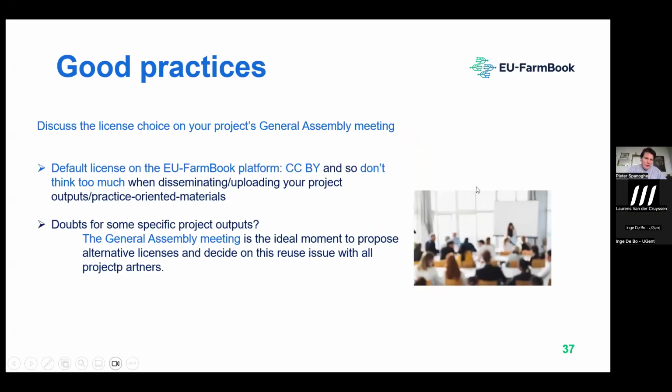As you understood from Inge, we as EU-FarmBook, we give your knowledge object a license, and it's a default one, CC-BY. So if you say, okay, good practices, I will not think about it. I trust the people of EU-FarmBook, they will have done a good job and so on.